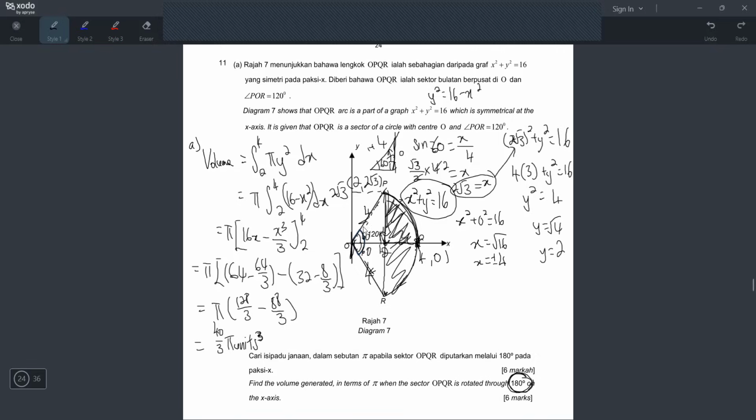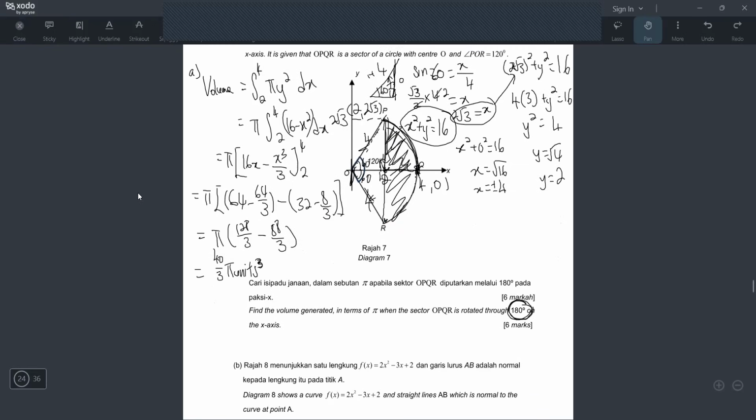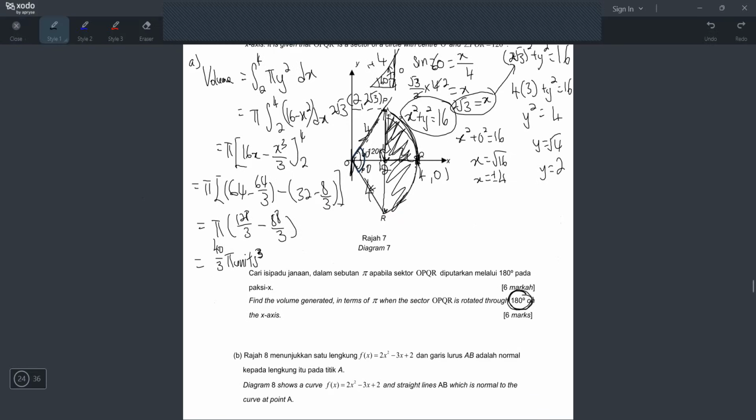But how to integrate this one? I need to have the equation of the straight line, correct? And how to get the equation of a straight line? y equals mx plus c, find the gradient, find the c, and then integrate, right? But there's another way to do this. Because if you look at this, this is a straight line. And here it goes until where? 0 to 2, right?